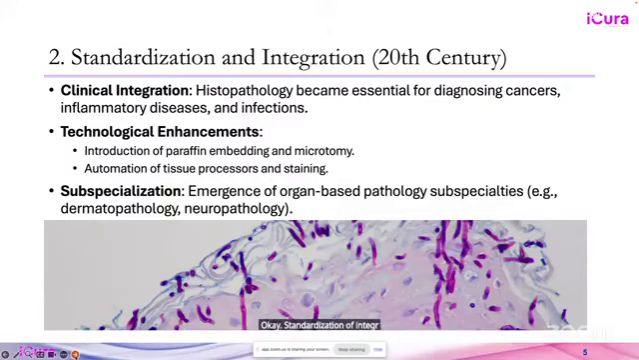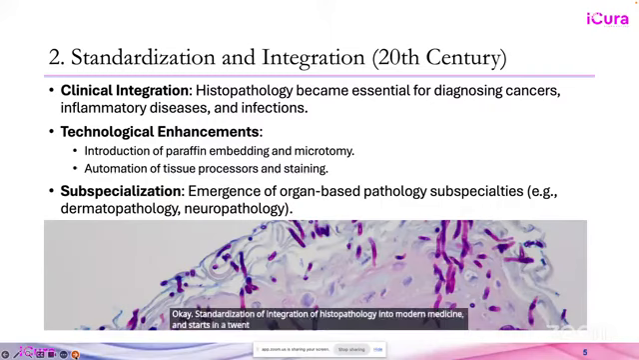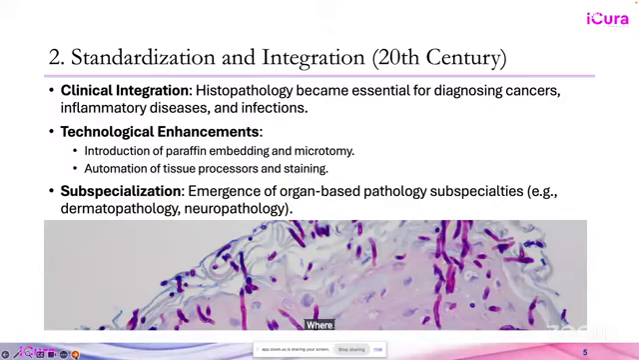Standardization and integration of histopathology into modern medicine started in the 20th century, especially the later 20th century, when histopathology became essential for diagnosing cancers, inflammatory disease, and infections. Technical enhancements included the invention of paraffin embedding and microtomy, cutting the tissue into very thin sections, almost under 5 microns. And there was progress in automation in the histopathology lab. You start to have automatic tissue processors, staining machines, and so on. Within the last couple of decades, the specialty of pathology started to diverge into subspecialties. These days, you could have general surgical pathology, cytopathology, hematopathology, dermatopathology, and all those kinds of subspecialties.